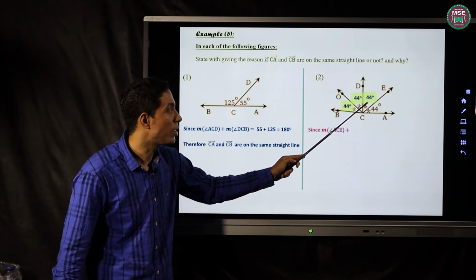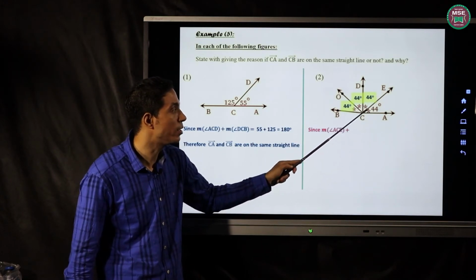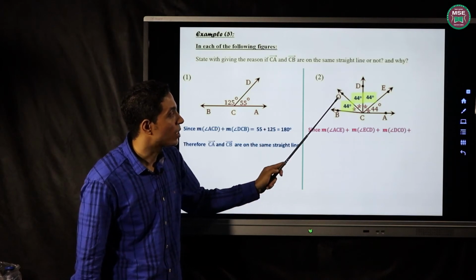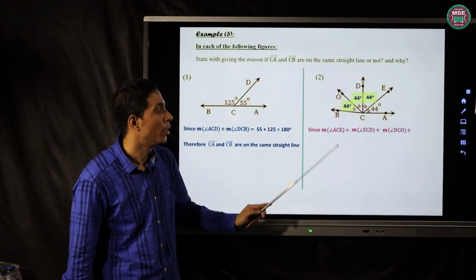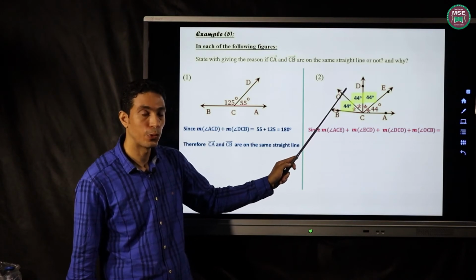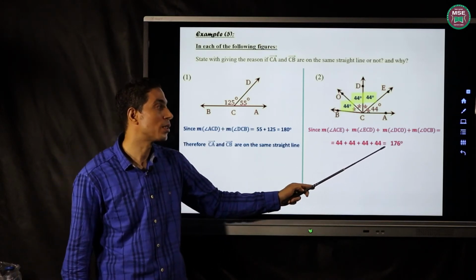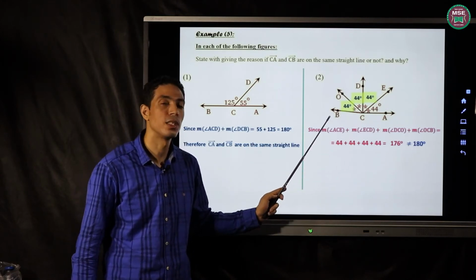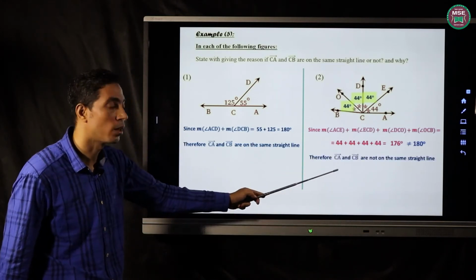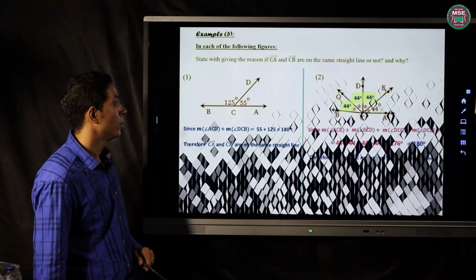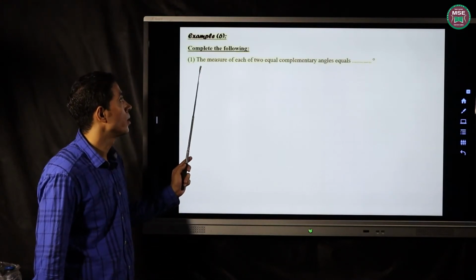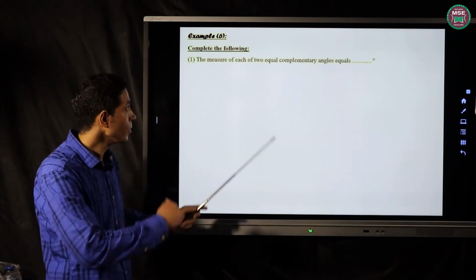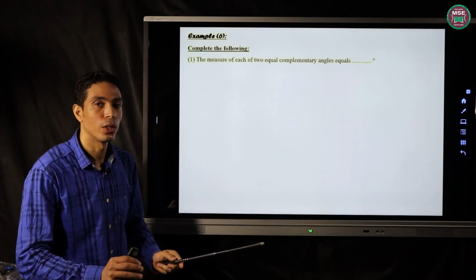Since the measure of angle ACE plus the measure of angle ECD plus the measure of angle DCO plus the measure of angle OCB equals 44 plus 44 plus 44 plus 44, which equals 176, not equal to 180. Therefore, CA and CB are not on the same straight line. Example number 6, complete the following. The measure of each of 2 equal complementary angles: 2 complementary angles, their sum equals 90 degrees.